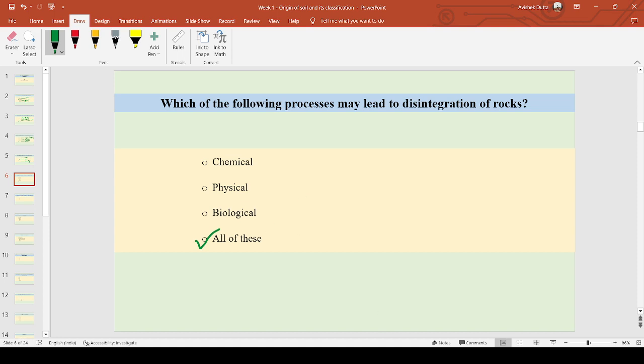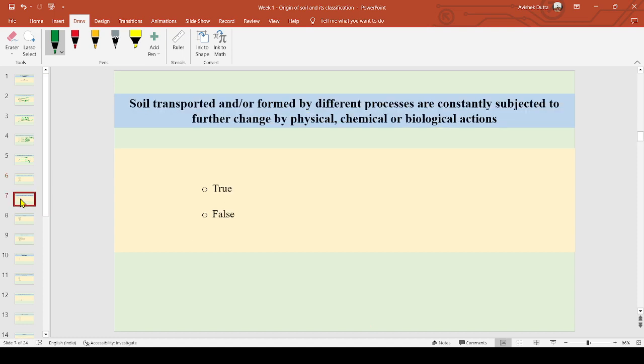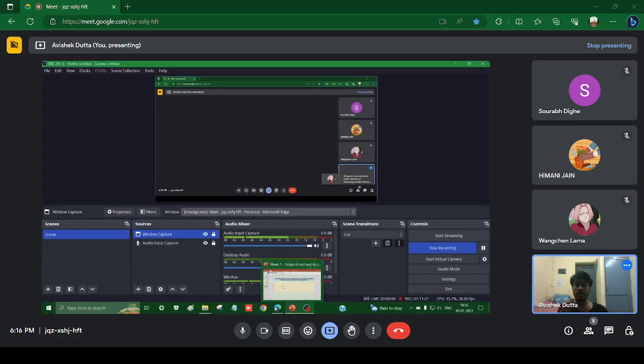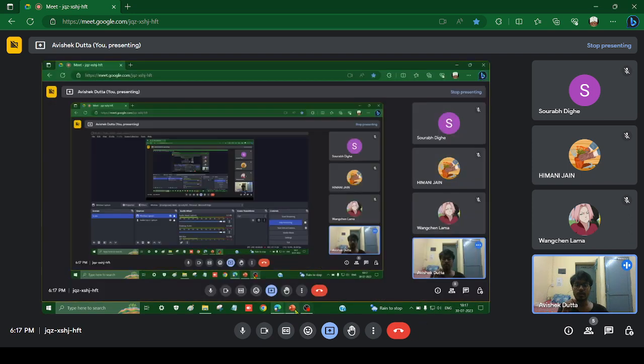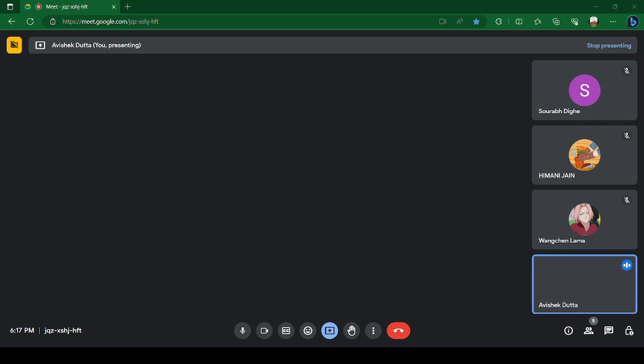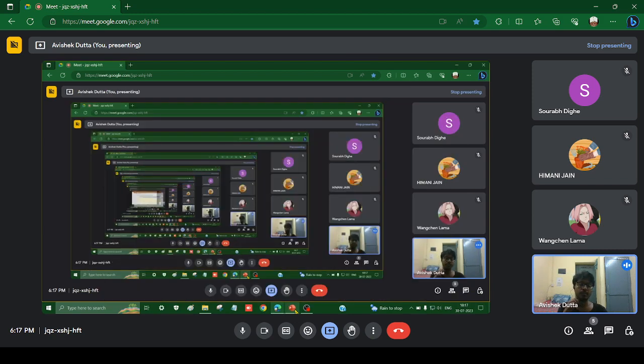Okay, all right. Next question. Soil transported and or formed by different processes are constantly subjected to further change by physical, chemical, or biological actions. Is this statement true or false? Please discuss this statement. I want you to tell me that a soil which is being transported once, they are also subjected to further change. Is it possible, true or false? Anyone?